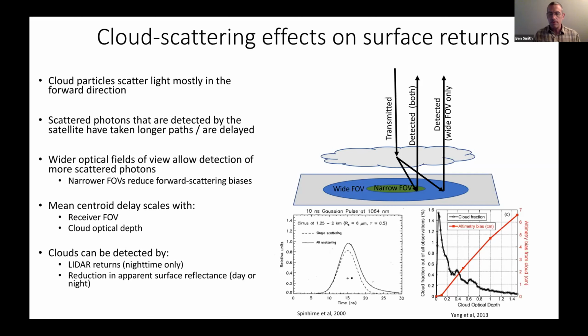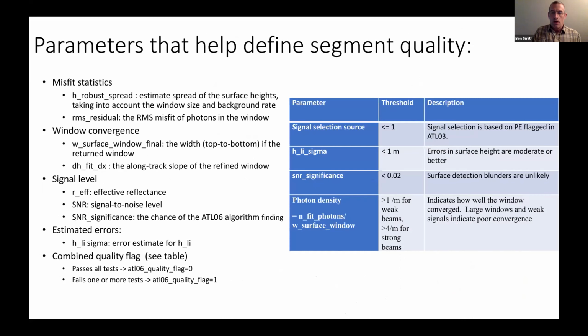So we have provided some statistics on the products that would help you identify those. These are usually small biases in the surface heights that you might not be able to identify just by looking at the statistics of the heights themselves. So we do provide some parameters that describe the cloud situation that would help you avoid using those in sensitive estimates of elevation change. So in a more broad sense, we provide some statistics that would help you filter out signal finding blunders from real detections of the ice sheet surface.